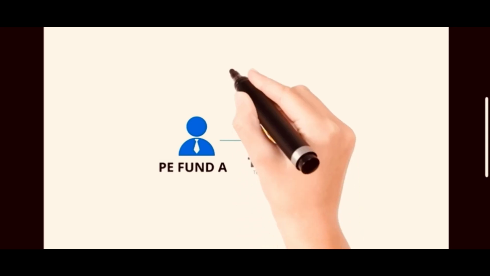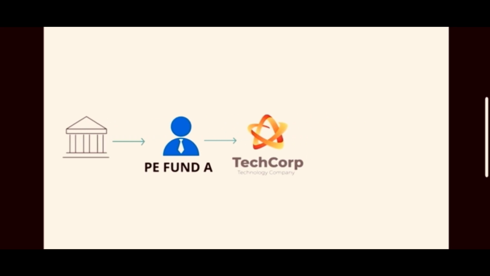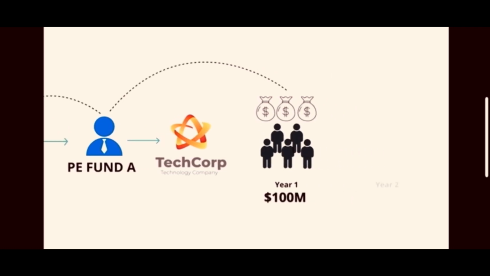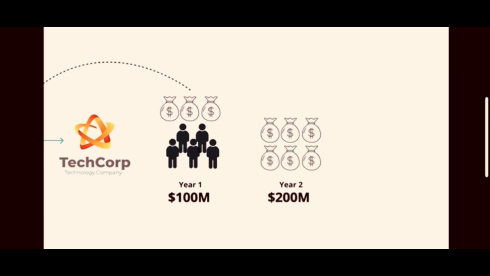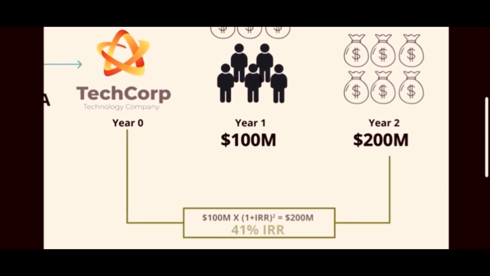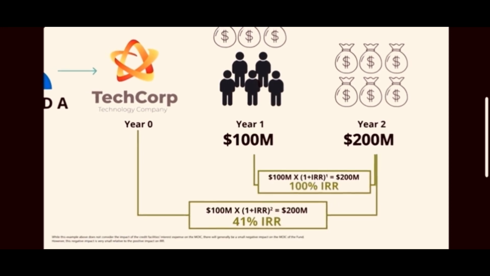Let's say that Private Equity Fund A wants to invest in a tech company that needs $100 million in funding. At the time of the investment, the manager uses the credit facility loan to invest $100 million. 1 year later, the fund collects, or calls, $100 million from different investors to pay back the credit facility. By year two, the fund sells the investment for $200 million. In this scenario, the IRR from the time of initial investment equates to 41%. However, investors experience a 100% IRR based on the time of their initial capital call.